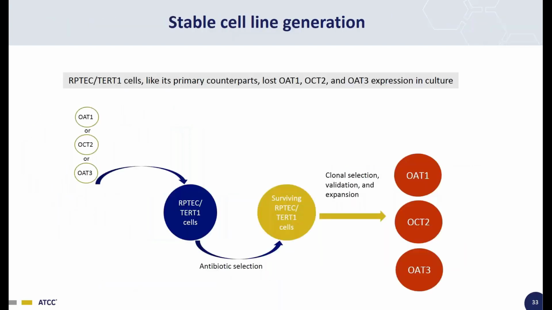But unfortunately, these RPTEC cells, like their primary counterparts, also lost OAT1, OAT2, and OAT3 expression in culture. So our strategy is to overexpress OAT1, OAT2, and OAT3, these three most important SLC transporters recommended by the government agency, back into the RPTEC cells. And we chose the best clones to begin characterizing the cells.